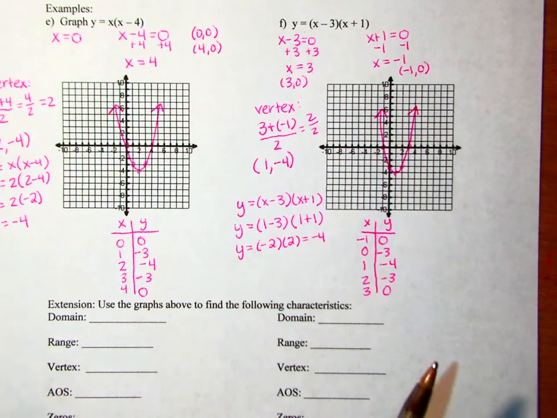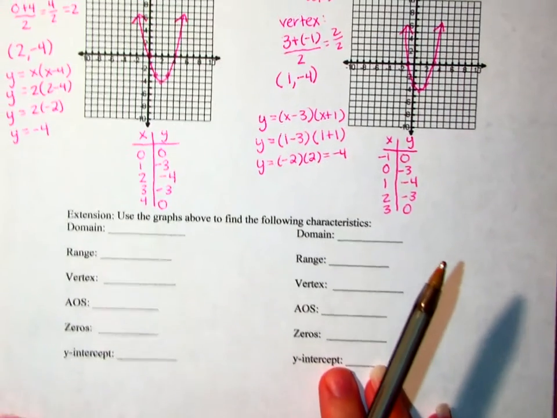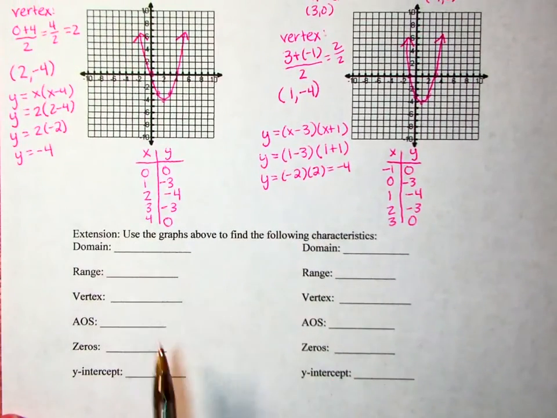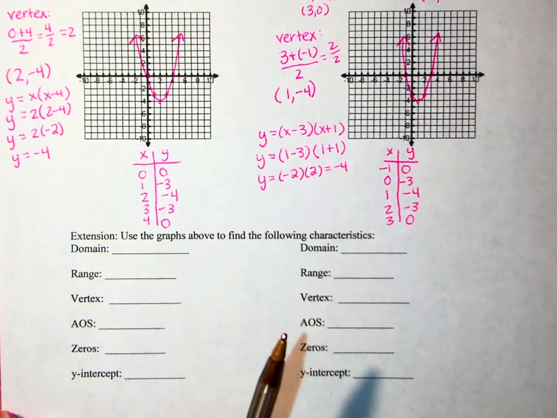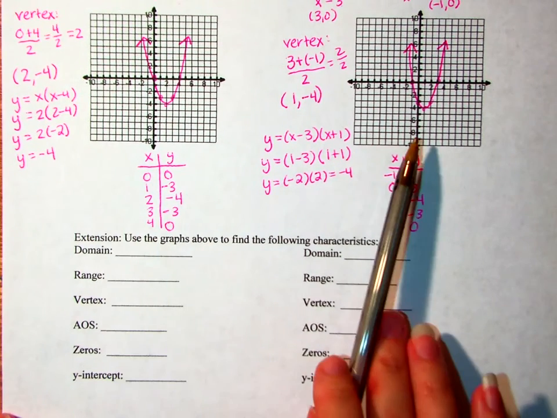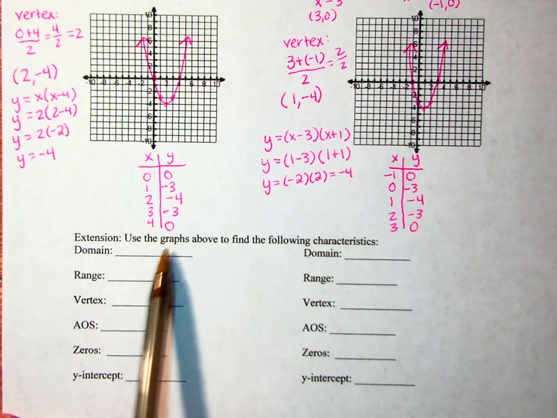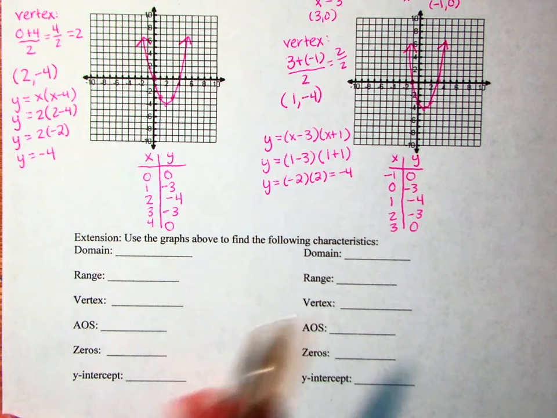So the last thing that you need to learn for this lesson is just how to take some of this information and find some of the characteristics of the function. So what we're going to do is extend both of these graphs that you just drew, and we're going to find the characteristics listed here based on these graphs.